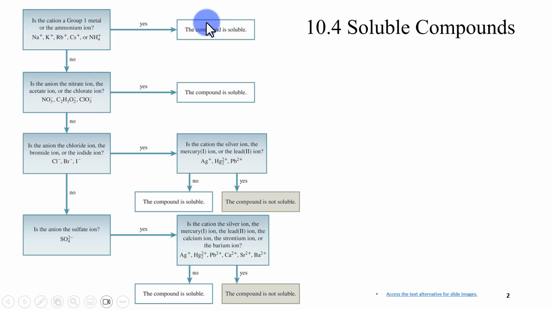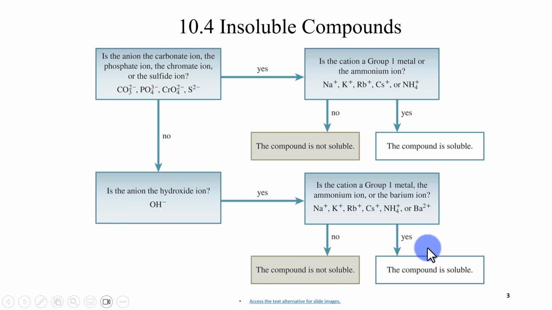And we talked about them in the previous chapter, but make sure that you review them and you use those rules to determine whether you have soluble compounds or insoluble compounds. Precipitation reactions occur with ionic compounds, and that's when we're going to form insoluble compounds from different ion combinations. And here's a flow chart for insoluble compounds.